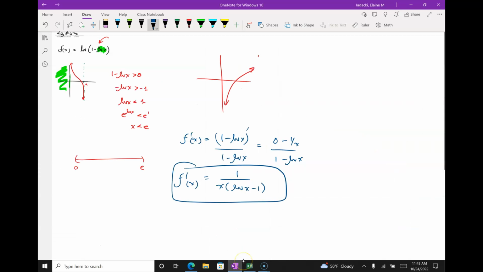So we're going to do our test value. It looks like 1 is a pretty good place to test. I'm just picking anything between 0 and e. I can plug it in. I don't need to, but I can. I get 1 over 1 times ln of 1 minus 1. That's 1 over negative 1, so it's negative 1. So my derivative is negative the whole time on that whole interval.